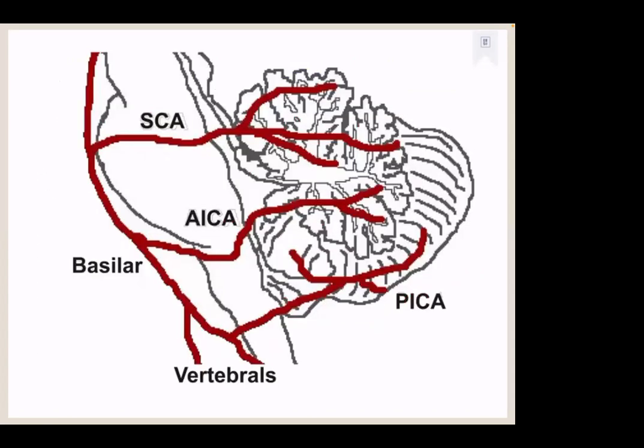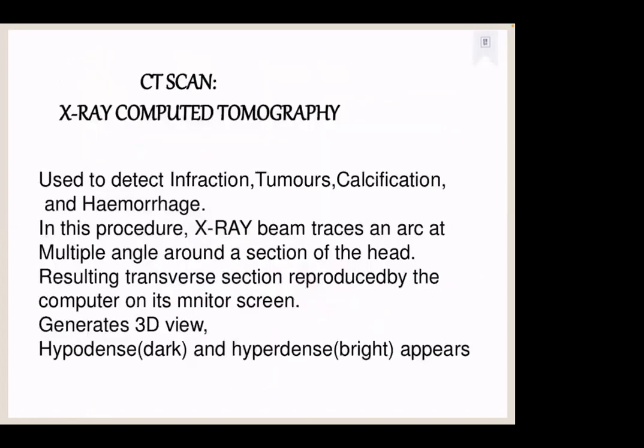This is the superior cerebellar artery and the inferior cerebellar artery, which is the anterior inferior, and this is the posterior inferior, which is the branch of the vertebral artery, and the superior and anterior inferior, which is the branch of the basilar artery. CT scan is used to detect infarction, tumor, calcification, and hemorrhage.